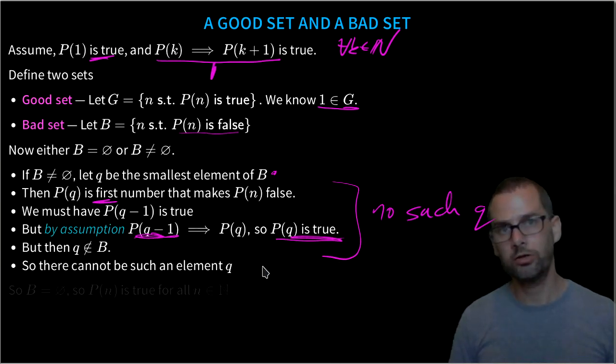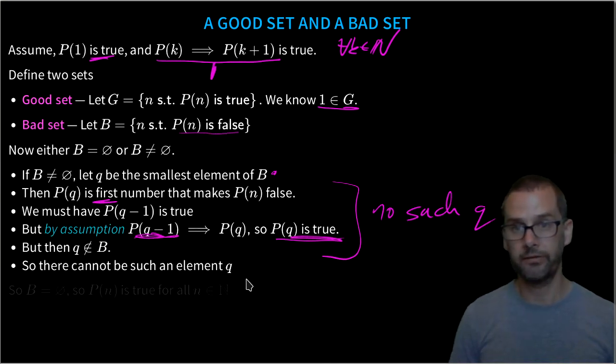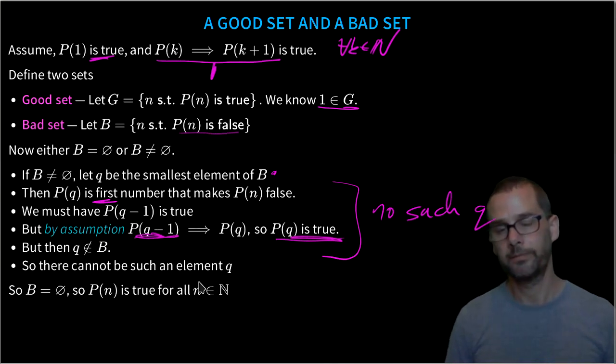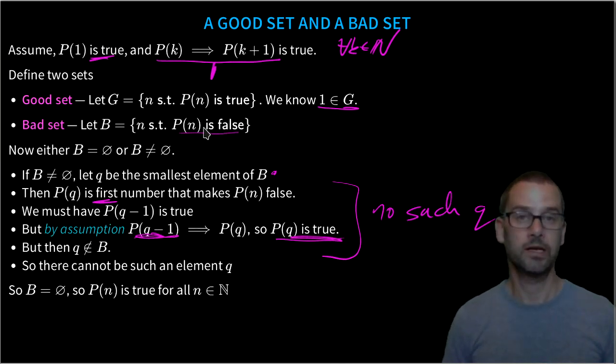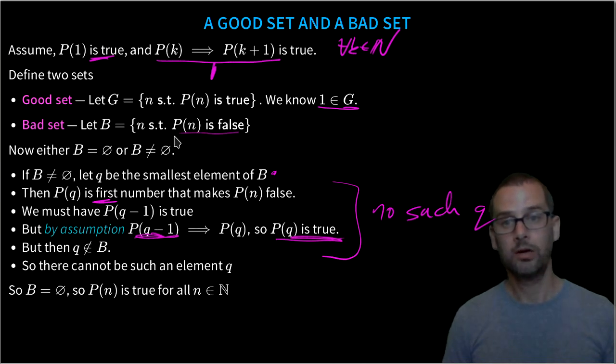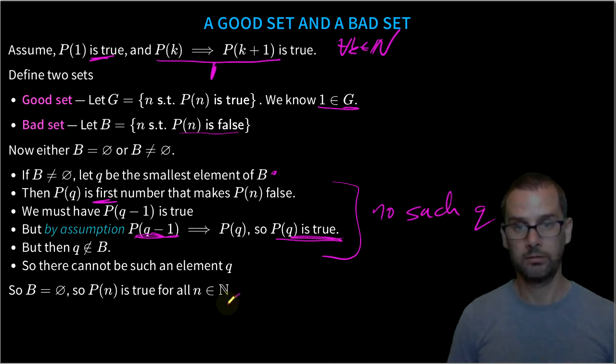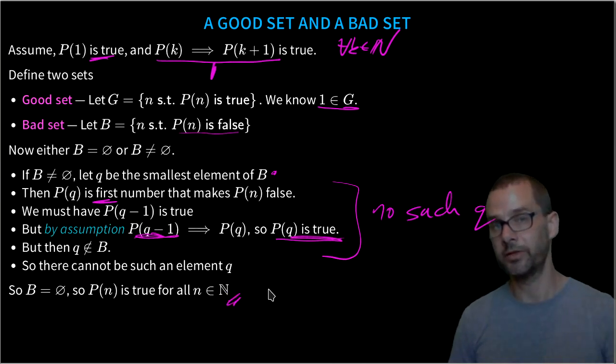Well, if there's no such Q, if there's no smallest element in B, the only way that can work is if B is actually empty. So if B is empty, there's no n that makes P of n false, and so P of n is true for all n. And there's our sketch of this proof.